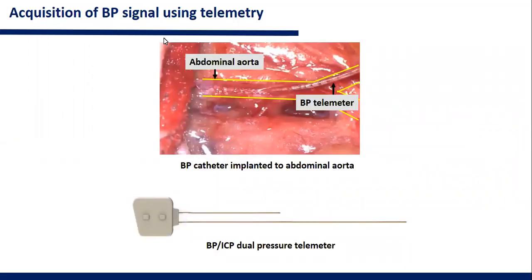Now, for acquisition of the blood pressure and ICP signals, I used the dual pressure telemeter, as you can see on the bottom side of the picture. It has 2 catheters. The short catheter was gently inserted into the abdominal aorta towards the heart to gain the blood pressure signals, as you can see in the topmost figure. The blood pressure catheter was secured with the surgical mesh and glue in the abdominal cavity at the insertion point here.